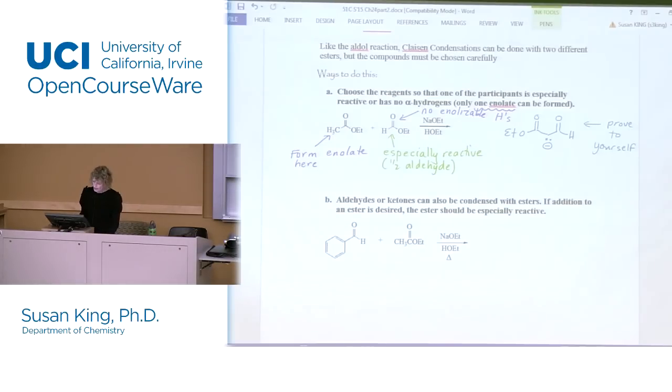All right, so let's analyze the two of these. This is going to be a condensation reaction. And it looks like we only have one enolizable hydrogen right here. So that means we're going to form the enolate on the ester. The aldehyde has no enolizable hydrogens.